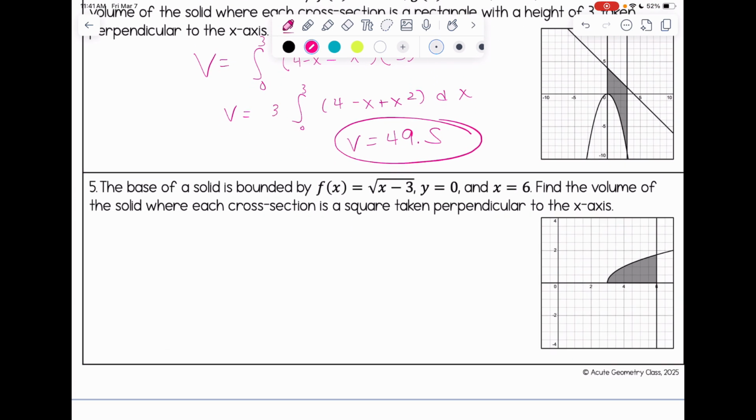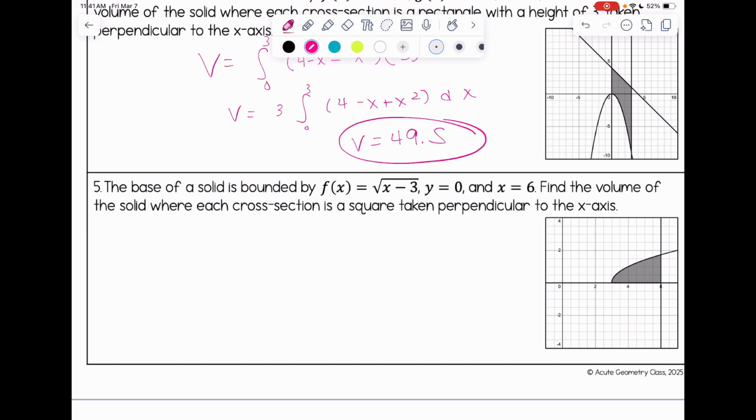All right, one last problem in this video. The base of a solid is bounded by f of x equals the square root of x minus 3, y equals 0, and x equals 6. We're going to find the volume of the solid where each cross-section is a square taken perpendicular to the x-axis. When I look at my graph, I can tell that the bounds are going to be 3 and 6. The upper function is radical x minus 3. The lower function is 0, so you could write -0 if you would like.